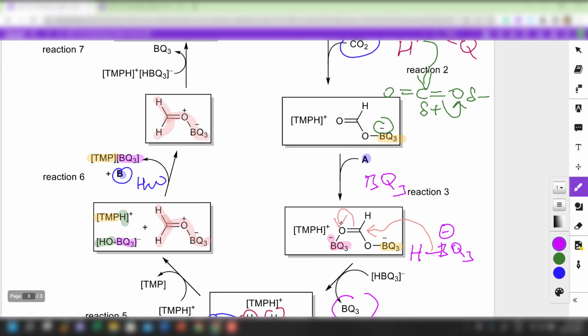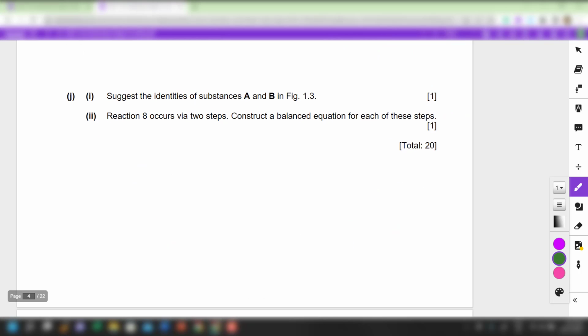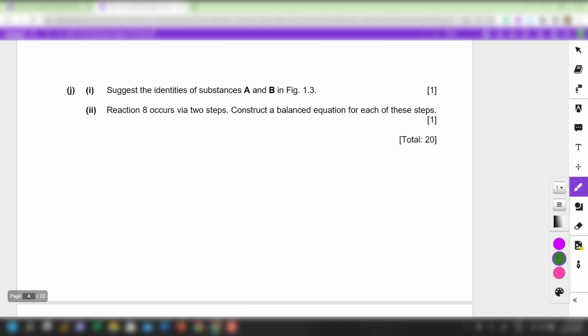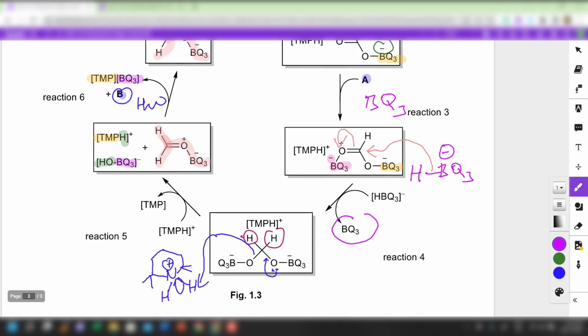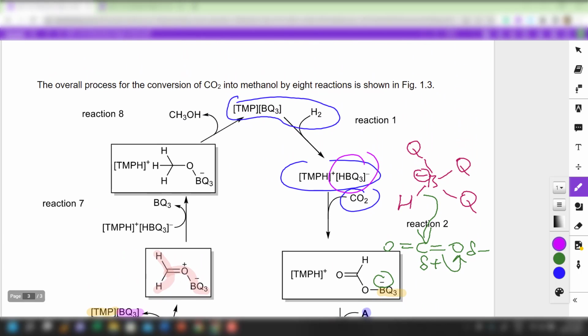Already explained when I was explaining the stimulus. And of course for part 2, reaction 8 occurs in 2 steps. Construct a balanced equation for each of these steps. So we're looking at equation 8. So where is equation 8? Yeah, equation 8 is over here. So it occurs in 2 steps. Okay, yeah. So of course in the process, methanol is being introduced. Okay, so what is likely to be the 2 steps?